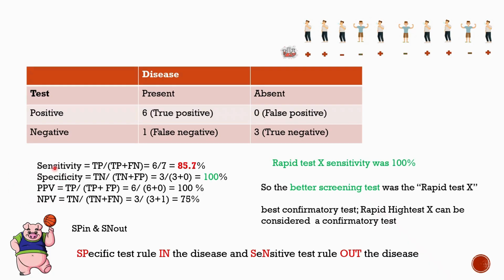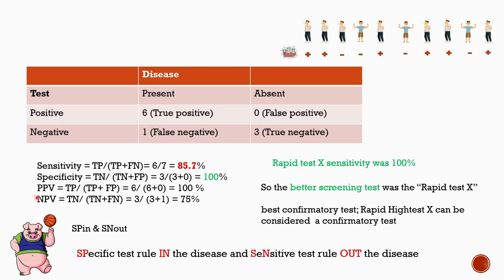So the equation for the sensitivity is true positive divided by true positive plus false negative. So true positive is 6, 6 divided by 6 plus 1, that is equal to 85.7%. Next is specificity. How will we calculate this? Specificity is equal to true negative divided by true negative plus false positive, that is equal to 3 divided by 3 plus 0, that is equal to 100%.